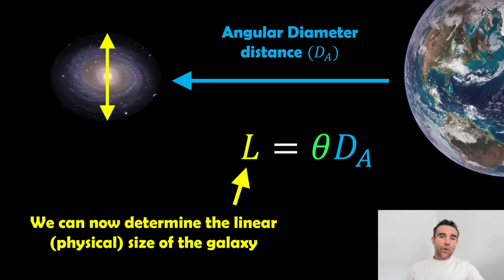So what we could do now, let's say we've managed to calculate the angular diameter distance. We've measured our angular size. We've got the dA. We can now determine the linear or the physical size of that particular galaxy because we can rearrange for L. We've got the right-hand side of the equation, we've got those values there. We can now determine the actual physical size of that galaxy.